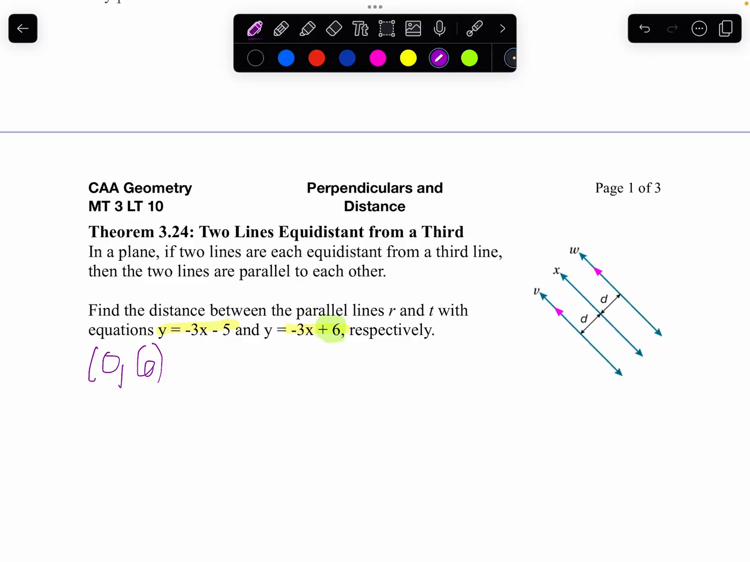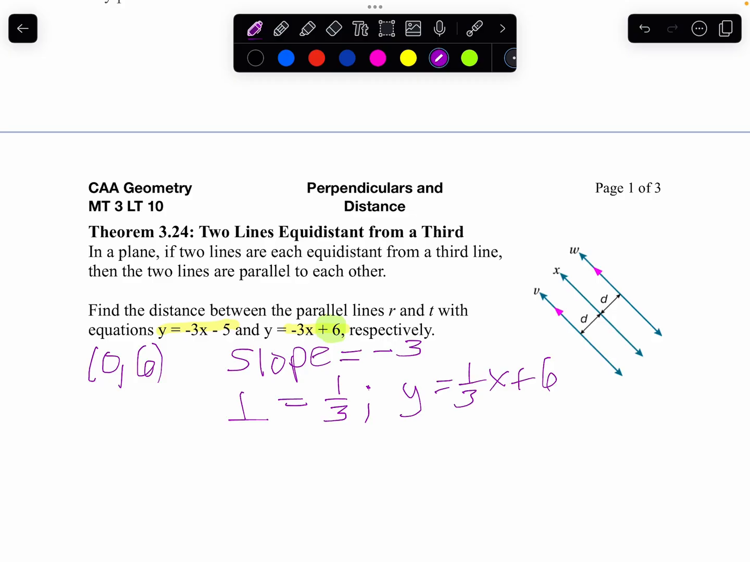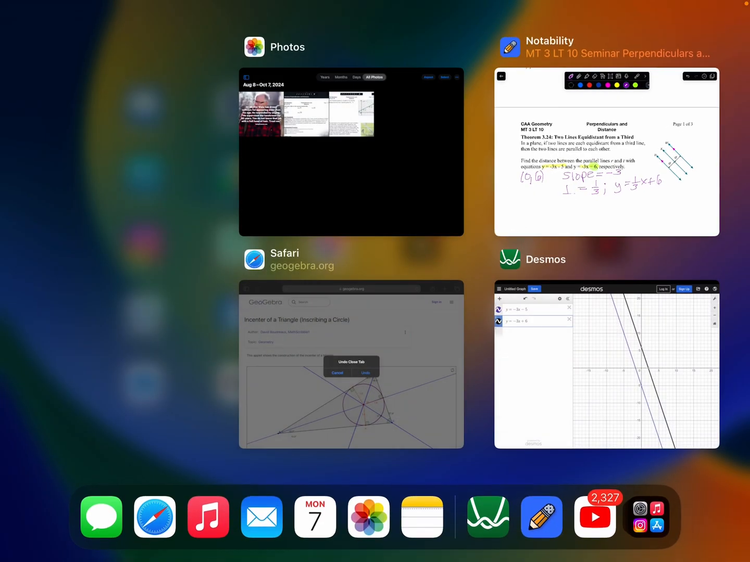Now, the slope of either one of my parallel lines is the same, because we know the slopes are the same. I know that's negative 3. So my perpendicular line is going to have a slope of the opposite reciprocal. That'll be 1/3. So I can write my equation in slope-intercept form, because now I know the slope and the y-intercept. I'm going to say y equals 1/3 x plus 6. Now let's graph that. That'll be our third line.